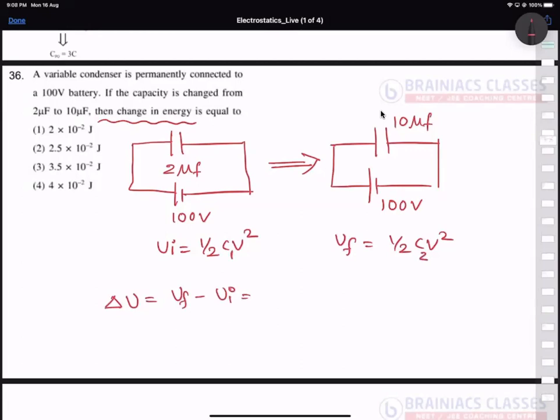Highest value means highest capacitance, because in two cases the voltage will be the same, only the capacitance will be different. Capacitance is highest for 10 microfarad. So it is 1 by 2 C2 V square minus 1 by 2 C1 V square. Taking 1 by 2 V square common, we get C2 minus C1.